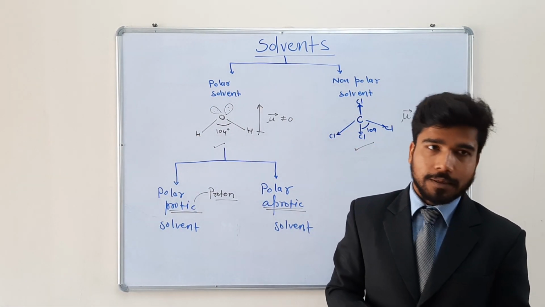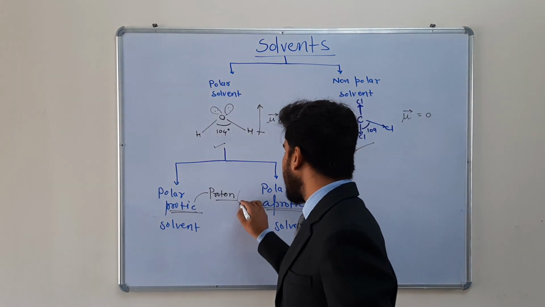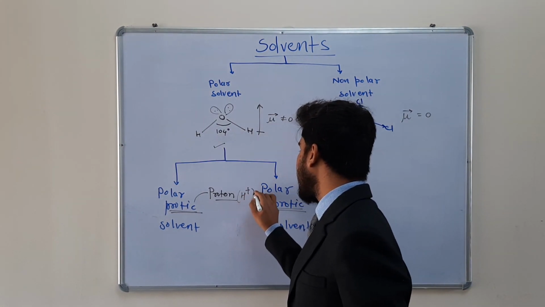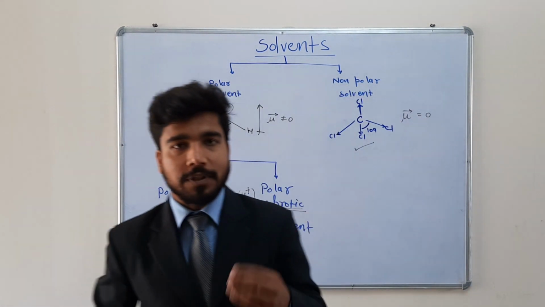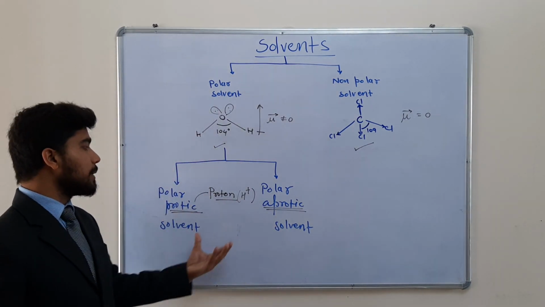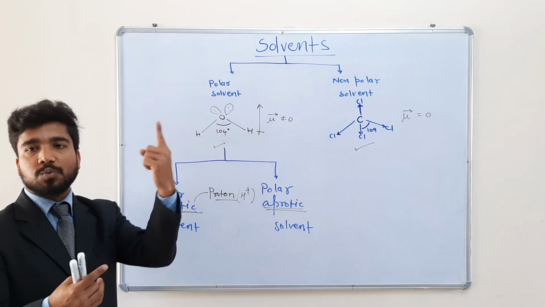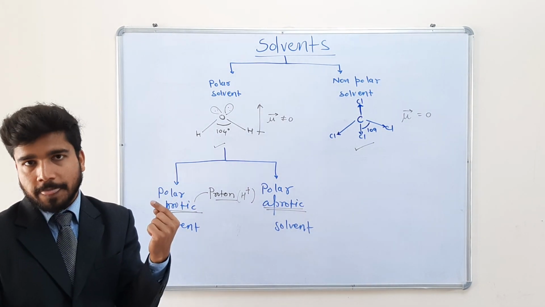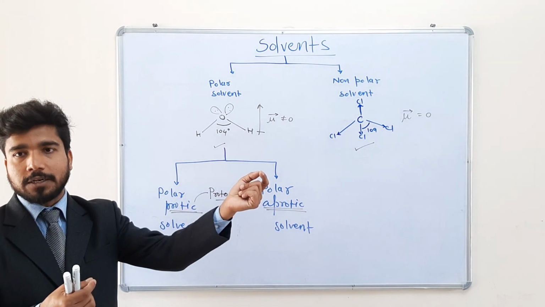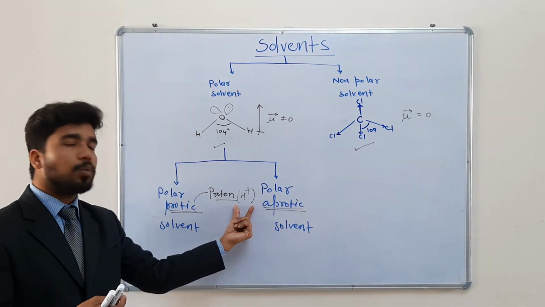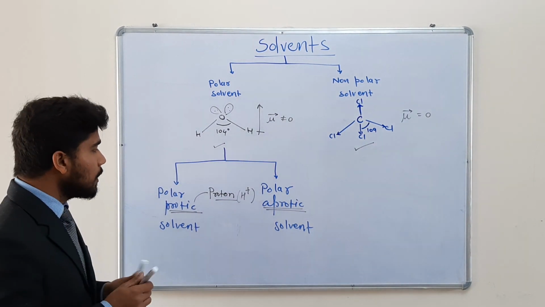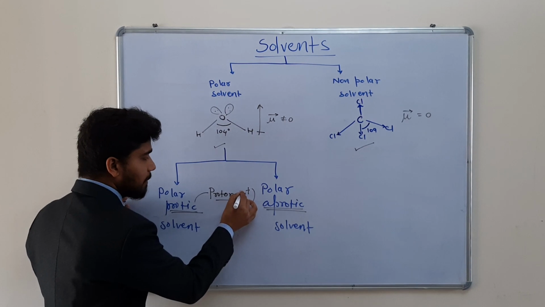What is a proton basically? Proton is nothing but H plus ion, right? Don't confuse proton with any other thing. In chemistry, proton means hydrogen. Hydrogen has one electron and one proton, so if you remove the electron from the hydrogen atom, it will be left with one proton only. So proton is nothing but H plus ion.